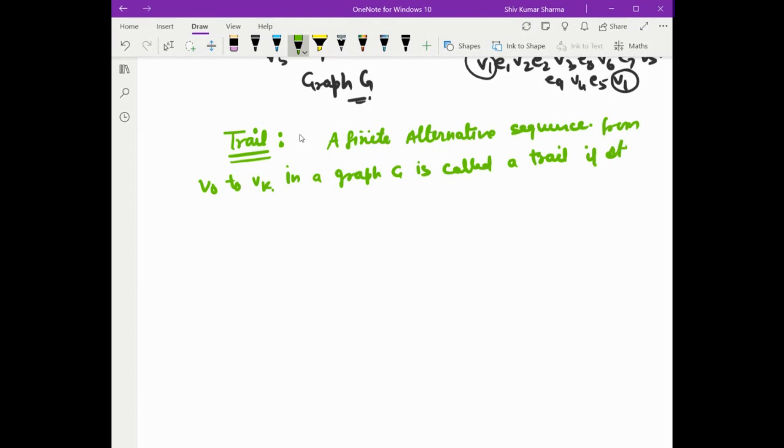it does not contain a repeated edge. This is an important point. Does not contain a repeated edge. So in a trail, you cannot repeat the edges. That means when you visit an edge once, you cannot repeat the same edge twice or thrice.